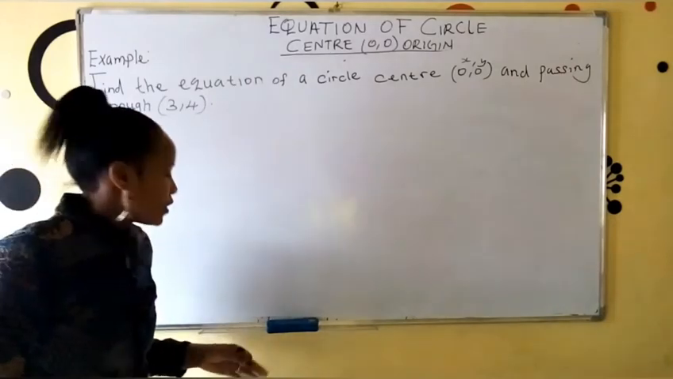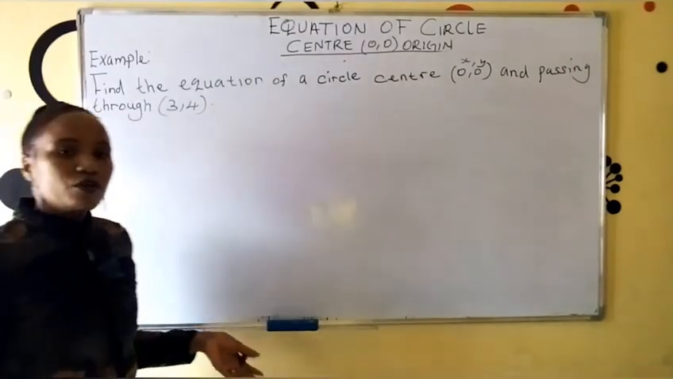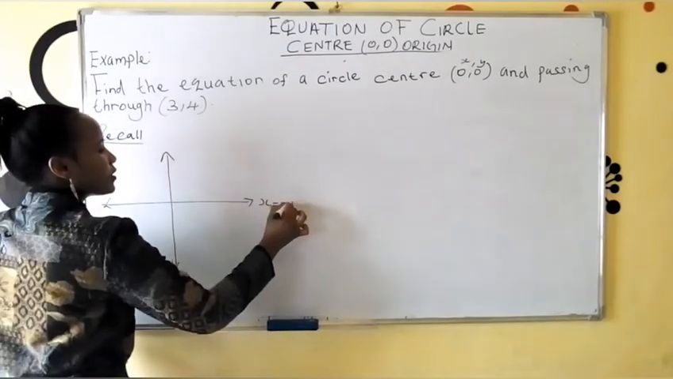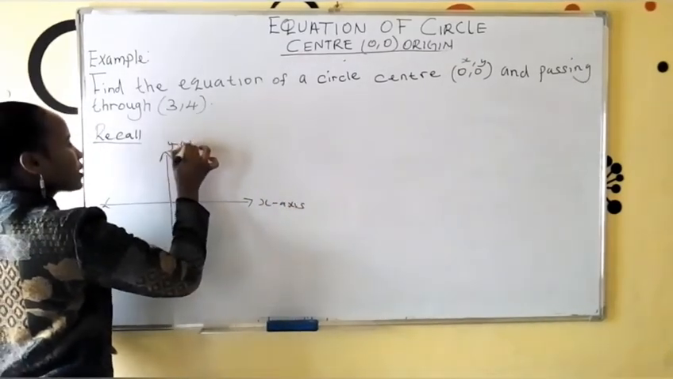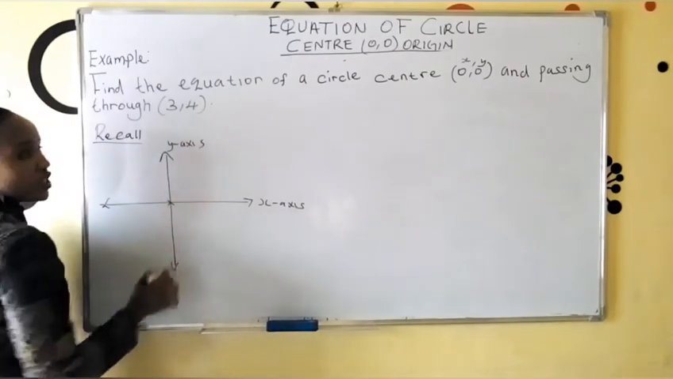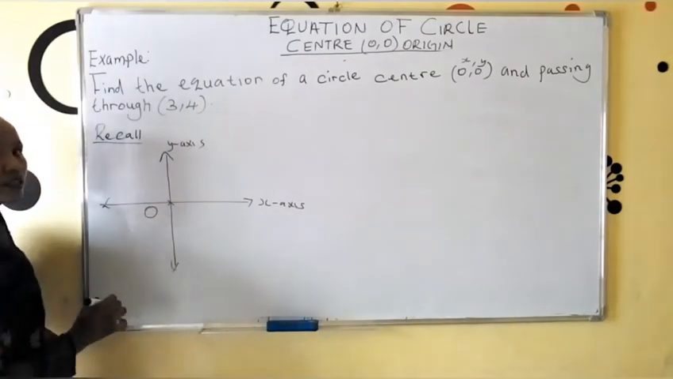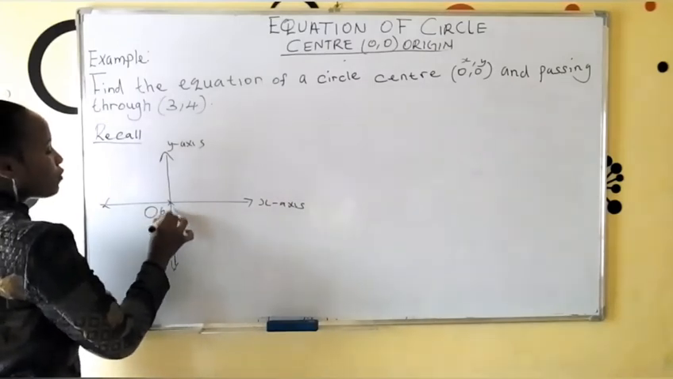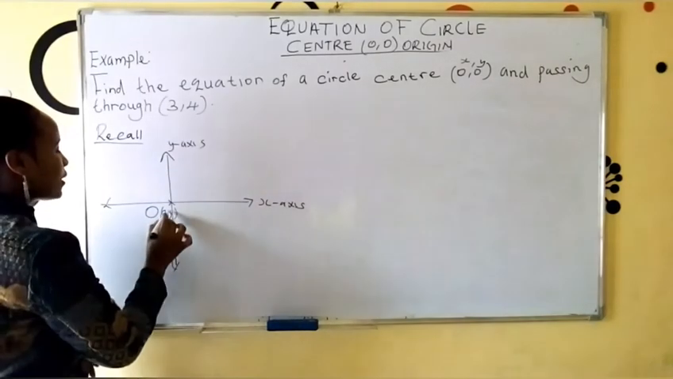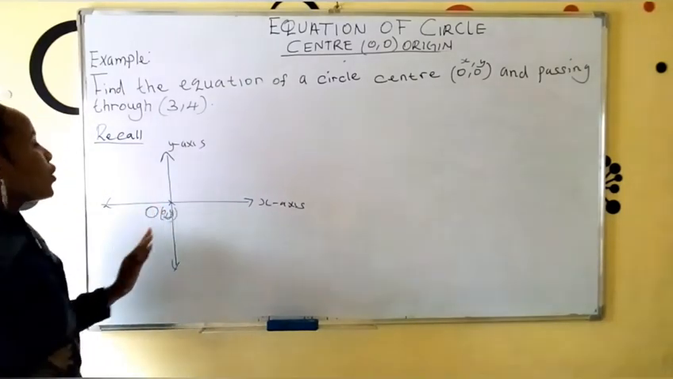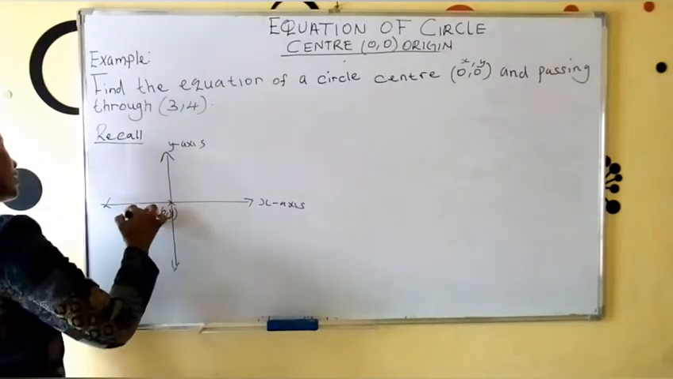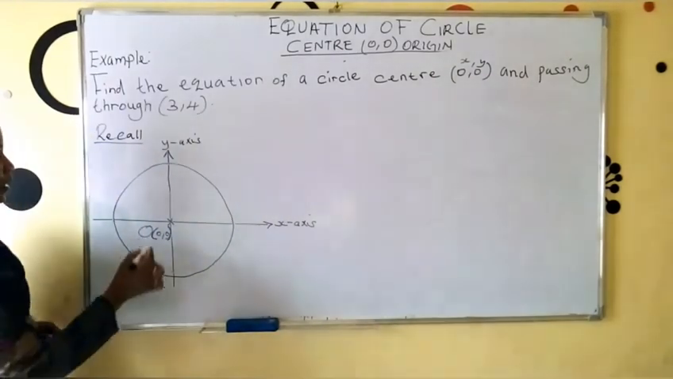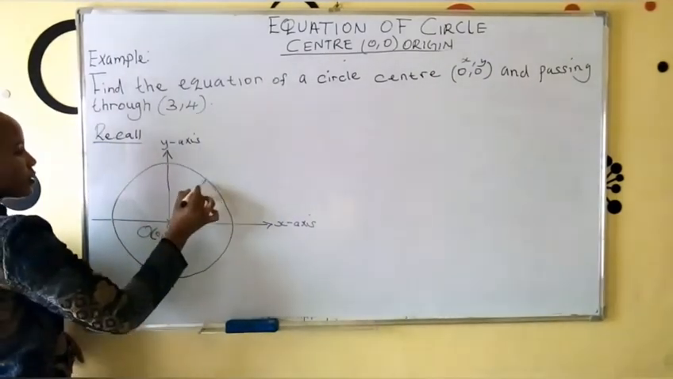So guys, before we start solving this equation, I want to remind you something. If this is the Cartesian plane and this is the x-axis, this is the y-axis, then this point here is what we are calling center, origin, where the value of x is 0 and the value of y is 0. Okay guys? Now, we are talking of a circle whereby origin will be the center, then this one will be the radius.